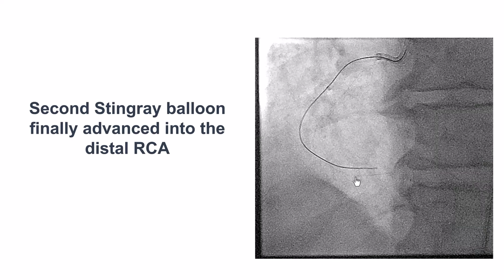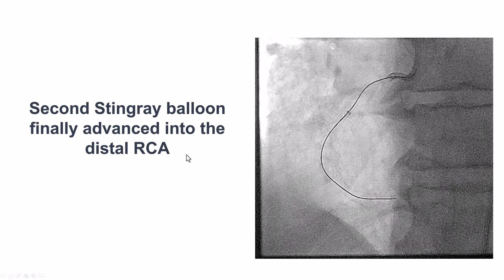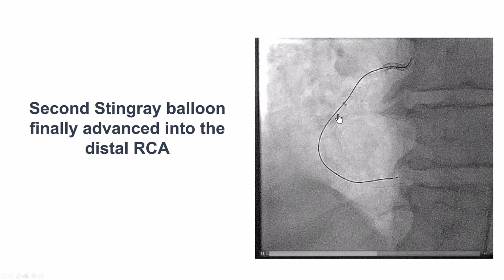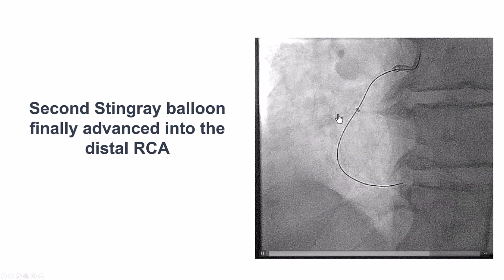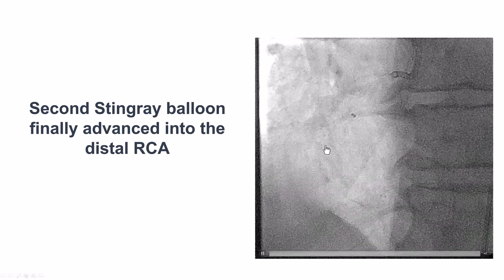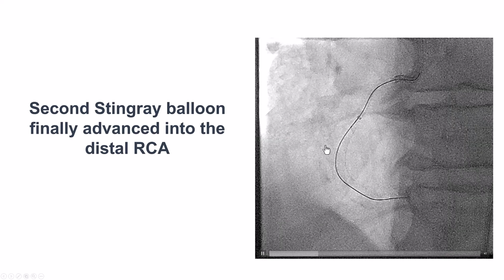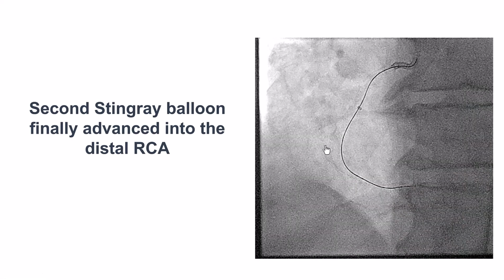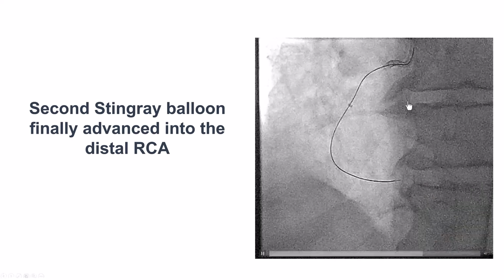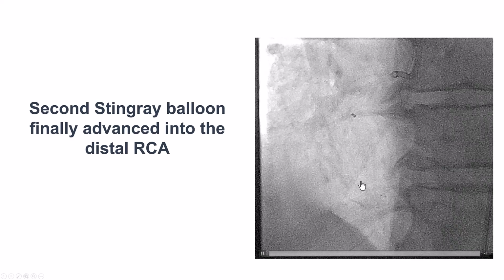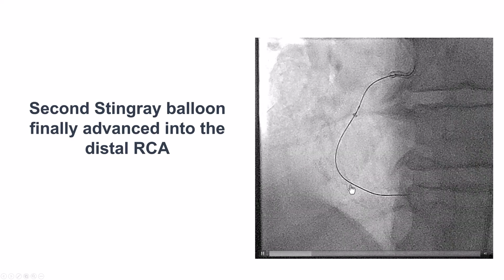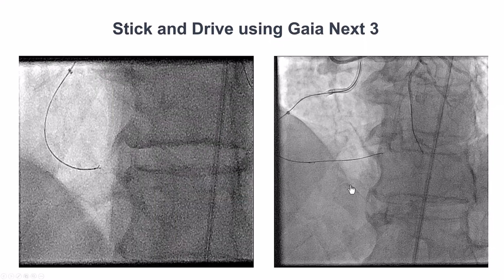The final success was achieved by using a second Stingray balloon. What we have found is that the Stingray balloon can get deformed and can be very hard to deliver sometimes. So when that happens, it is best to actually get a new Stingray balloon instead of trying to use the old one. And in our case, indeed, the new one much more easily crossed into the extraplaque space more distally.